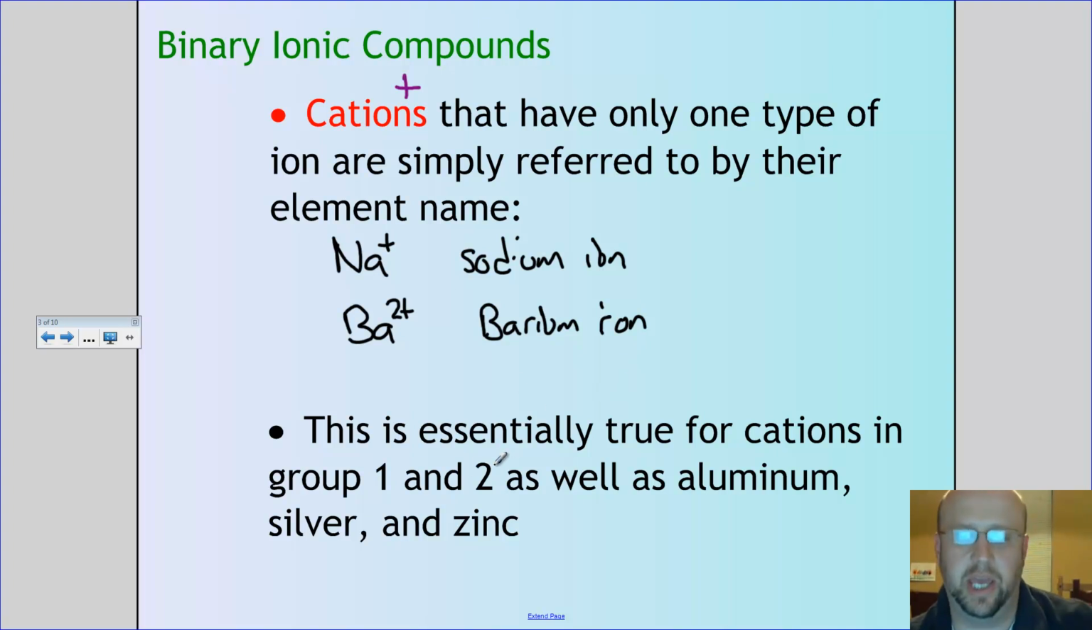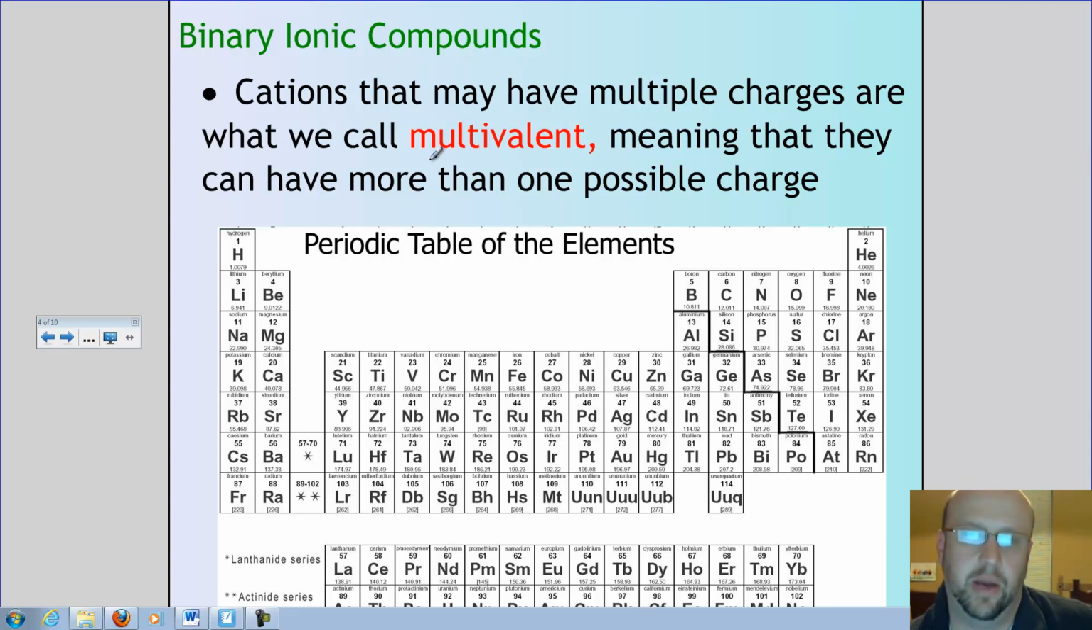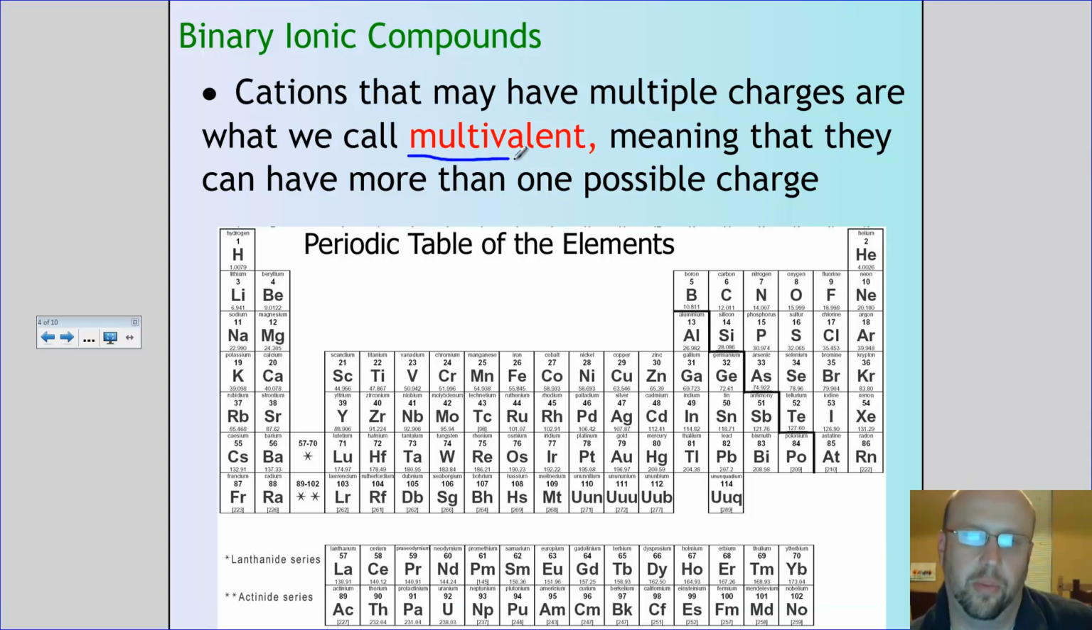This easy way is going to be true for everything in group 1 and 2 on the table, and then aluminum, silver, and zinc. Now the reason for that is that we always know what the charge of those things are. If you look on your periodic tables, you've got all that stuff marked down, so we know what the charge is. That is in contrast to multivalent cations. Now we've talked a little bit about this word before, multivalent. Basically, this just means that it can have more than one charge.